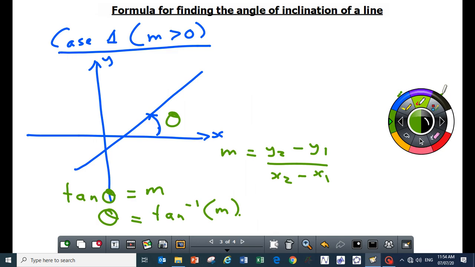Okay, so this is the most important formula. It's tan theta equal to m. Okay, you only use that when the gradient is positive, because shift tan of m, when m is positive, will give you an acute angle. That is an angle between 0 and 90 degrees. Okay, and when you write the examination, this formula is provided, tan theta equal to m. But you need to know when to use it. Okay, so this is the first case.